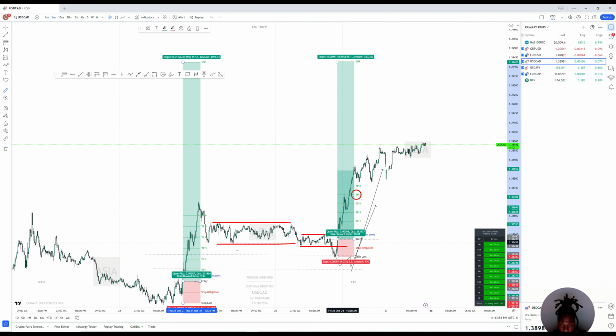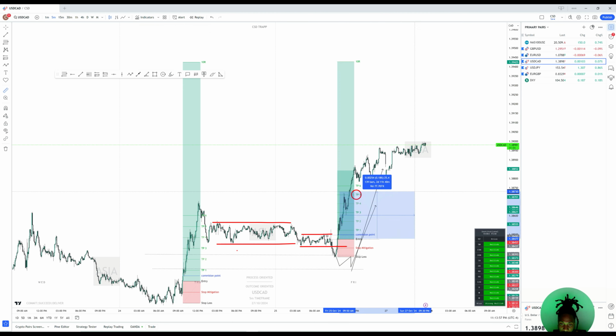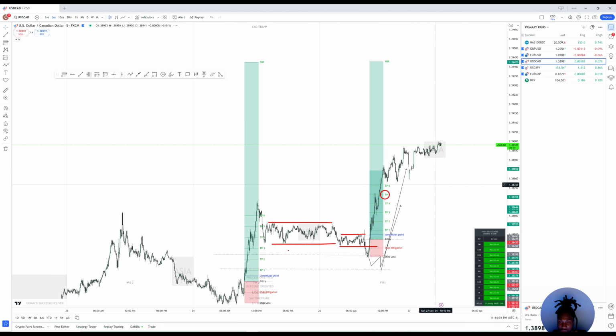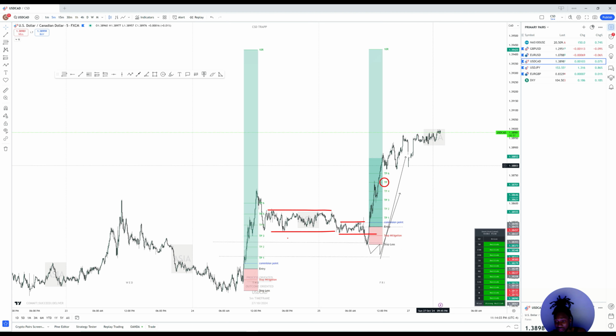And if you're holding from Thursday, but if you're holding from Friday, you're up 50 pips. So this may just be one of the best trades that we have this week. This is amazing. So for those who are holding, good job.